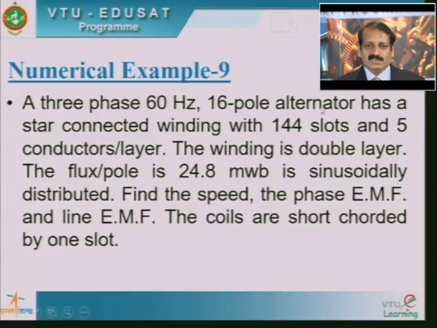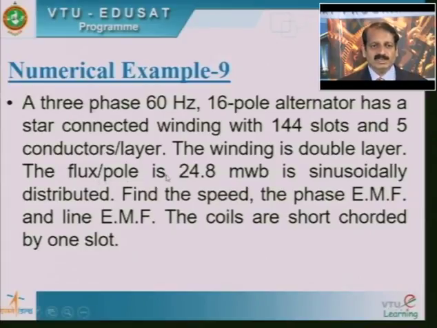So, a 16 pole alternator has a star connected winding with 144 slots and 5 conductors per layer. See, in the earlier session we had discussed the winding can be arranged in one layer or 2 layers. So, here conductors per layer is given as 5, and it is said that the winding is double layer. That means, in one slot there are 2 layers, and in each layer there are 5 conductors. So, total conductors per slot is calculated as 5 into 2, that is equal to 10 conductors per slot.